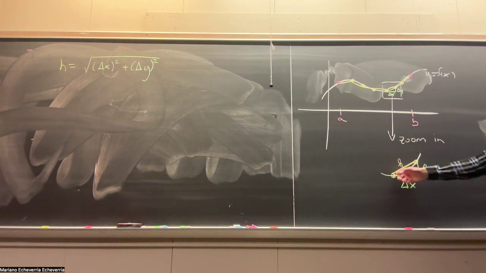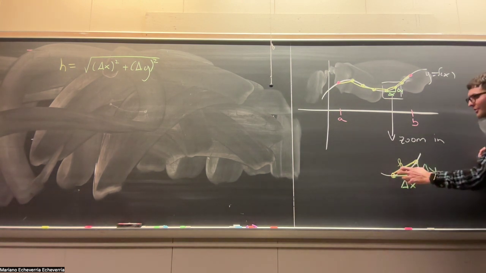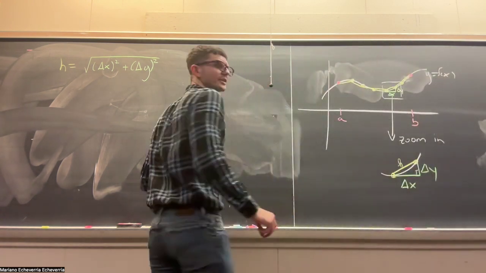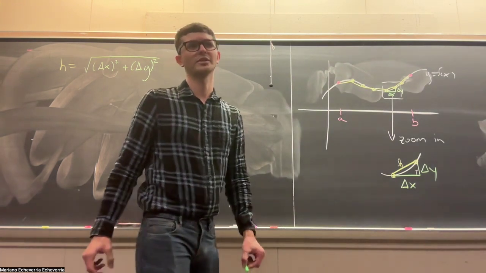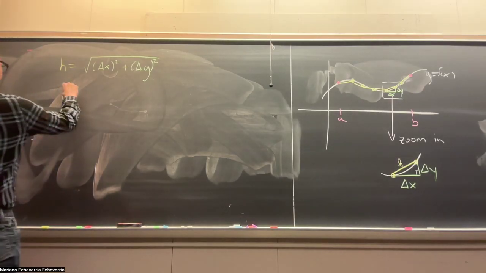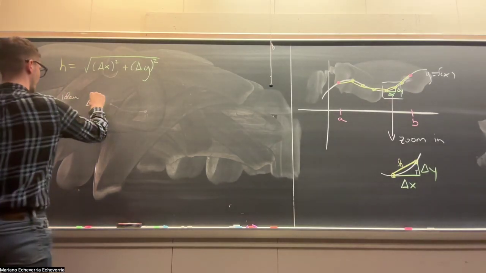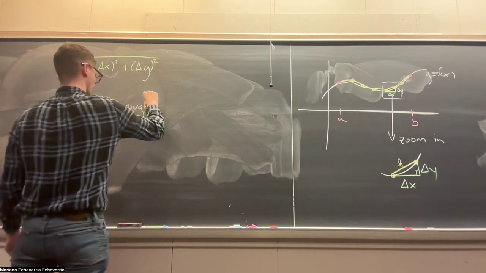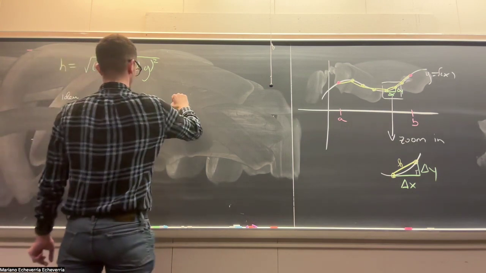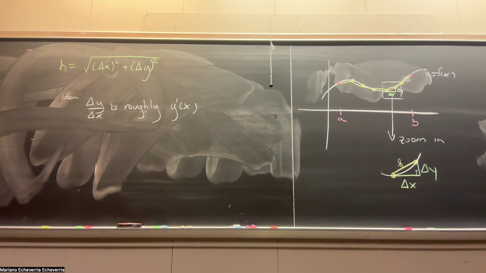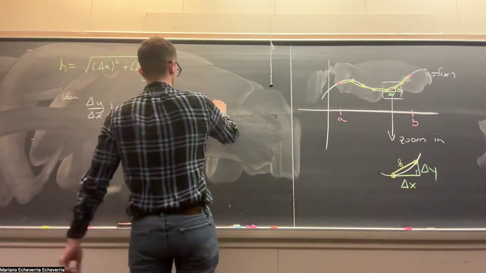When delta x is really small, this is not that different from the tangent line. So delta y over delta x, that's rise over run. So that should be approximated by the slope of the tangent line. So the idea is that roughly delta y over delta x is roughly y prime of x, because that's the slope of the tangent.